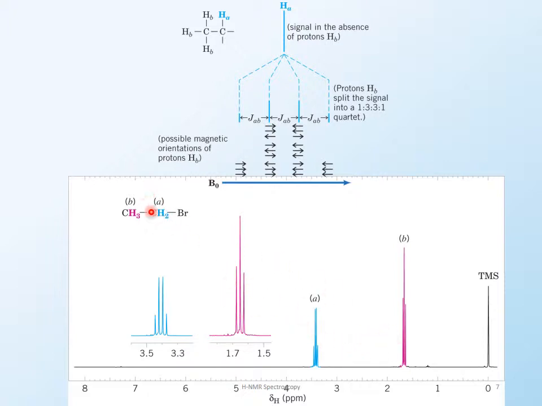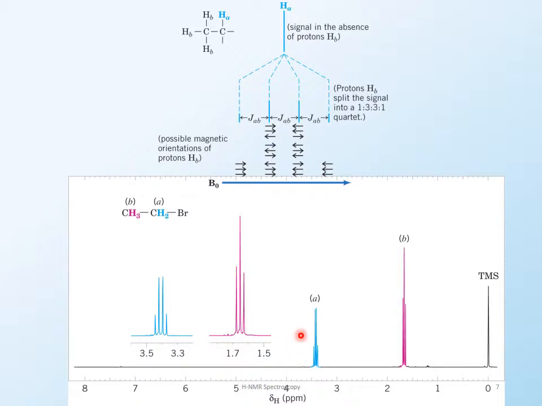The hydrogens that are attached to the bromine are going to be downfield shifted, which is right here. The blue one is downfield shifted. The pink one is farther away from bromine, so it's upfield, okay? That's one thing. Then let's talk about the triplet and the quartet.